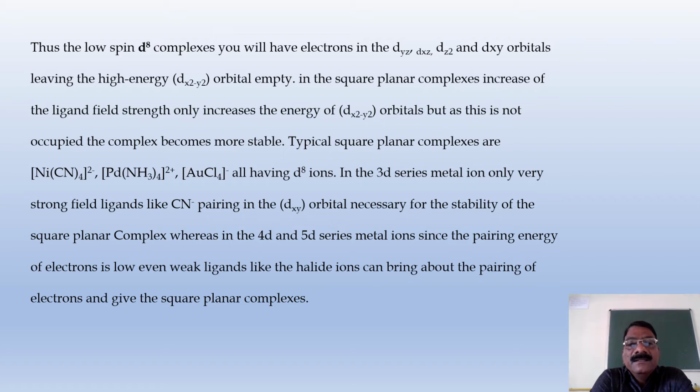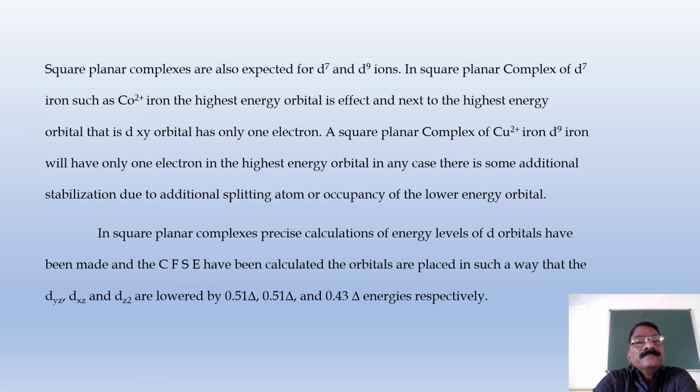Whereas in the 4d and 5d series metal ions, since the pairing energy of electrons is low, even weak ligands like halide ions can bring about the pairing of electrons and give the square planar complexes. Square planar complexes are also expected for d7 and d9 ions.